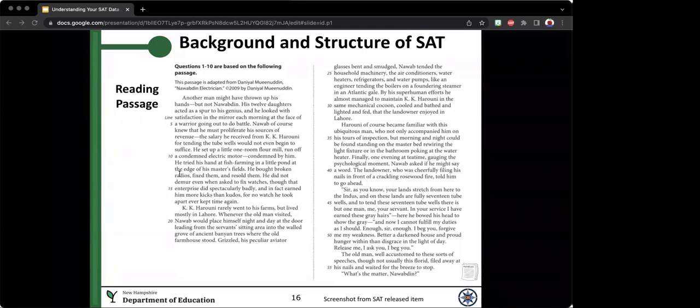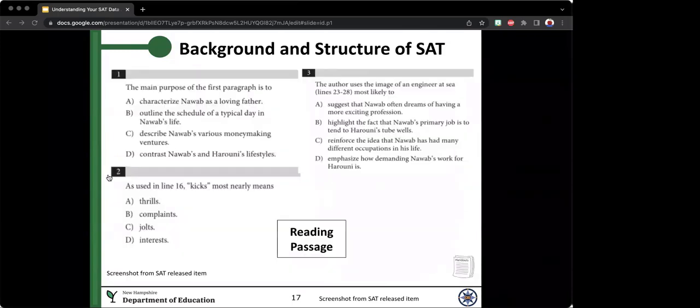And again, while this passage happens to be from a short fiction story, some of the reading passages are nonfiction and based in the science and social studies areas, as we saw in that breakdown. Once the kids read that passage, this is just an example of 3 types of questions that they may have to answer based on it.